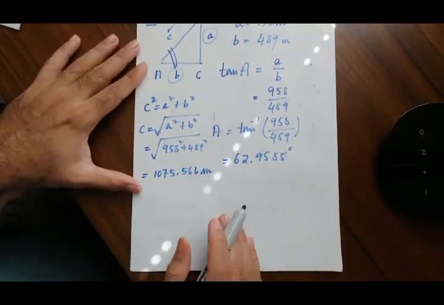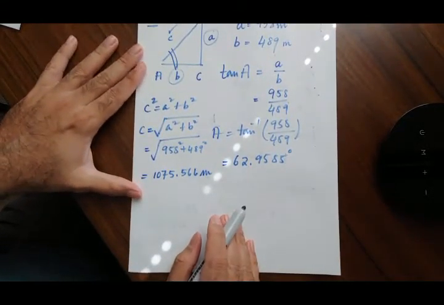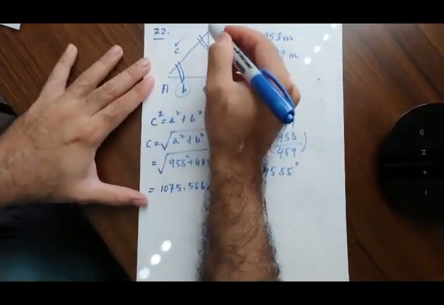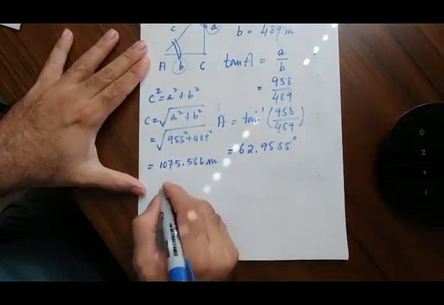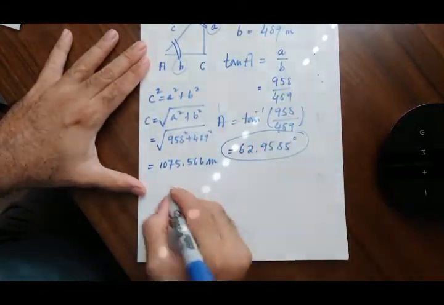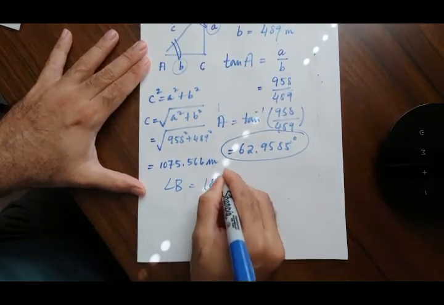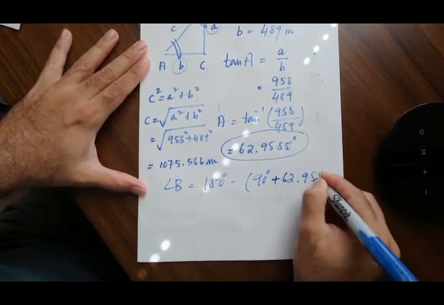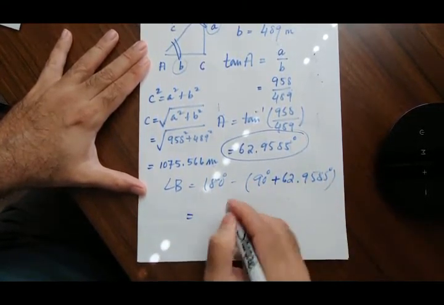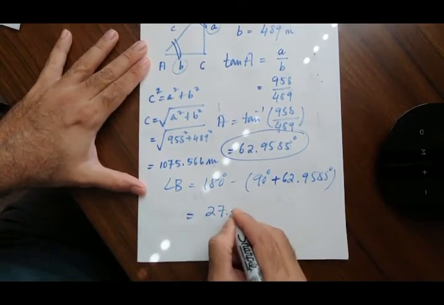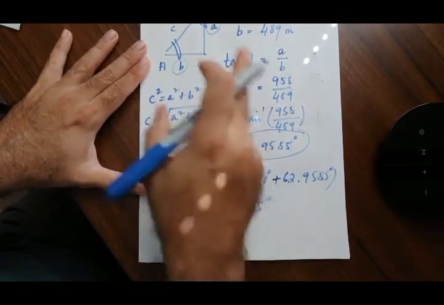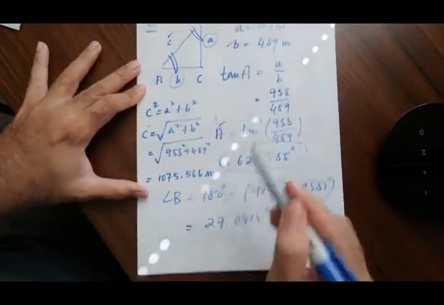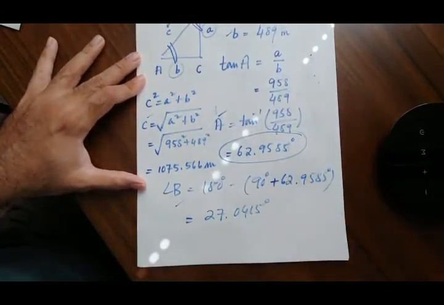So what else do I need to figure out here? We have to find out angle B. So this is the angle that I need to find out here, angle B. How do I find angle B? I already know angle A and angle C. So angle B is 180 minus (90 plus 62.9585). And if I calculate that, it'll be approximately 27.0415 degrees. So now I know all the sides, A, B, and C, and all the angles, A and B, and C is 90 degrees. So I know all of them.